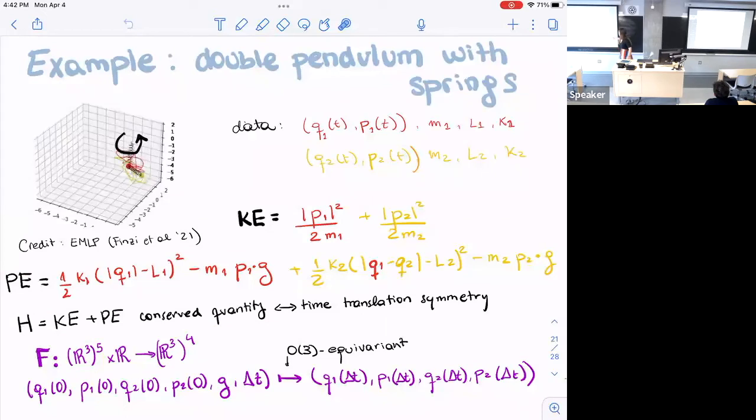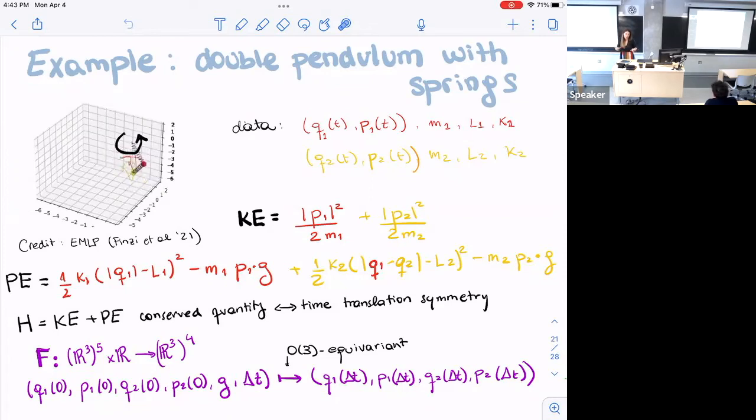And then if I want to learn the dynamics of this system, I can think of it as an O3 equivariant function if I think that the gravity is an input vector to my system. Because if I rotate the gravity with everything else, then everything rotates in the same way. So that's what we do.